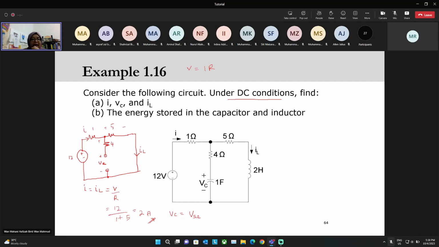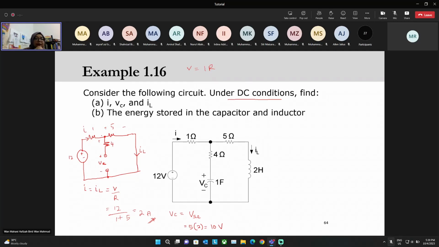So, macam mana nak kira V dekat 5 ohm? Ini you just guna Ohm's law lah. V equals to I darab dengan R. R dekat dengan 5 ohms ni 5 lah. I yang lalu dia berapa? 2 ampere lah yang you dah cari. So total VC adalah 10 volt.